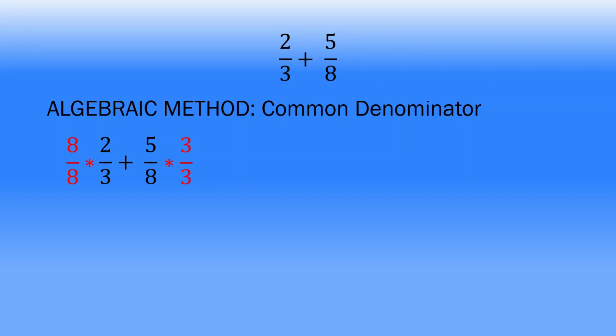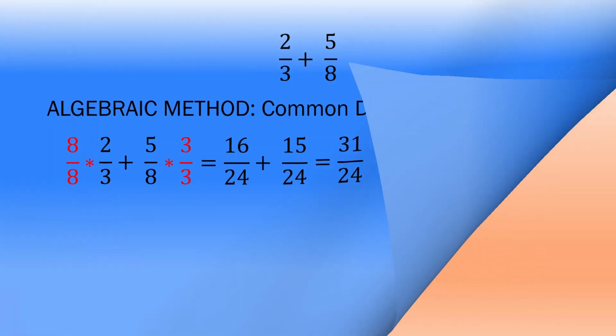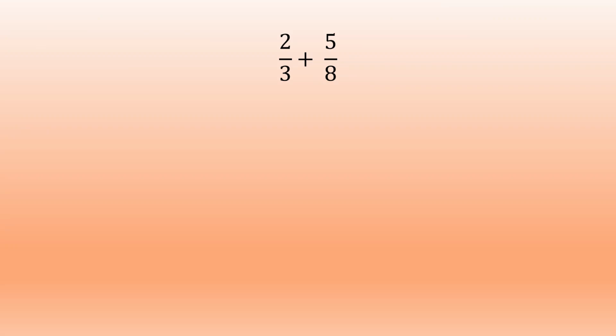So when I multiply these fractions, remember, top times top, bottom times bottom. I get 16 over 24 plus 15 over 24. Now that my denominators are the same, I can add the tops. 16 plus 15 is 31. I leave my bottom alone. Don't change the denominator. So we get 31 over 24. That's how we learned how to do it in our algebra class. I want to show you another way as well, though.